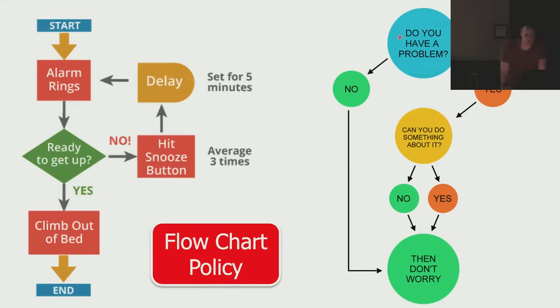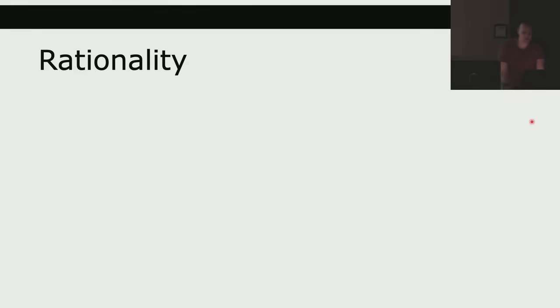Here's one of my favorite ones, which is basically the worrying-does-nothing flowchart, right? Do you have a problem? No? Okay, well then don't worry, you don't have a problem. If you do have a problem, can you do something about it? Well, if you can't do something about it, then whatever, don't worry, right? It's going to happen. If you can do something about it, then do the thing and stop worrying. So that's it. Everyone's anxieties are solved, right? No problems anymore. Okay, new concept. I told you there were going to be a lot of definitions in that class.